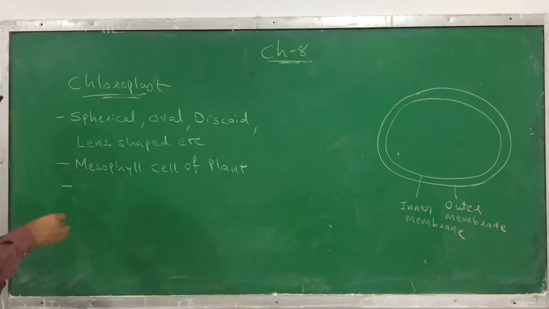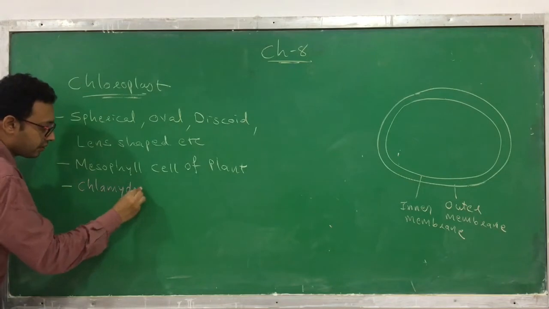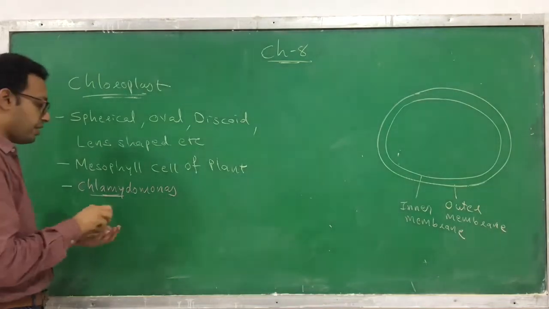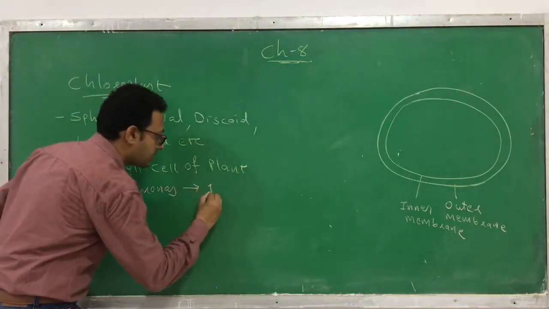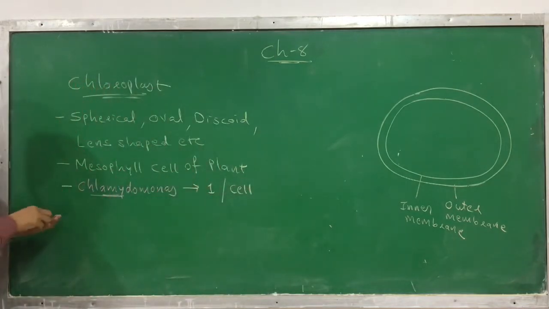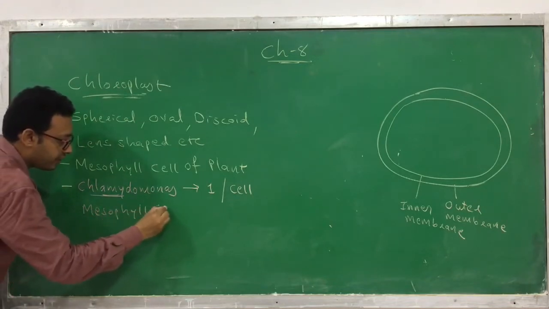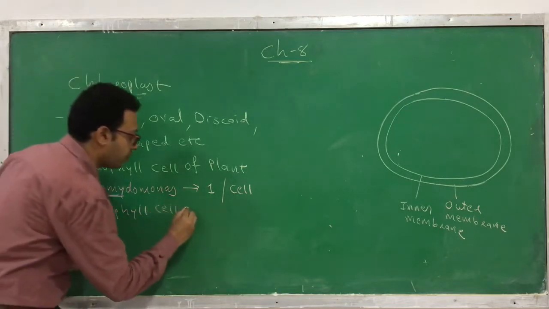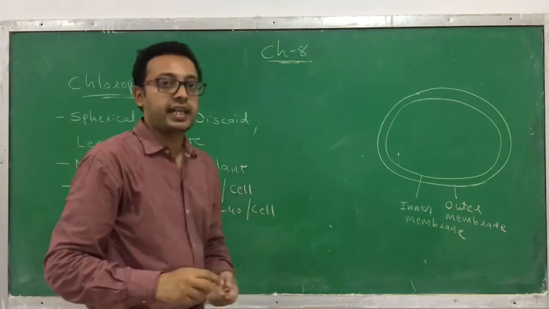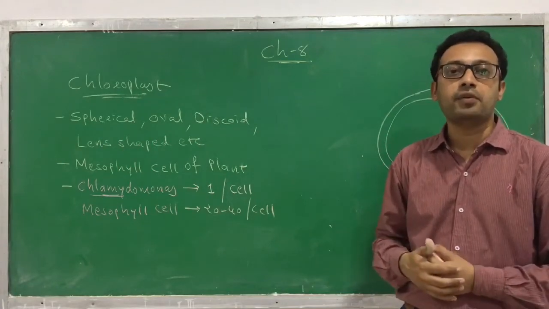So if you see Chlamydomonas, it is an alga. In Chlamydomonas, the number of chloroplasts is 1 per cell. But if you consider any other cell, like the mesophyll cell, because mostly it's found in a mesophyll cell in a plant, then the number of chloroplasts is 20 to 40 per cell. So that indicates that the number of chloroplasts is going to vary depending on the type of cell and the type of living organism.